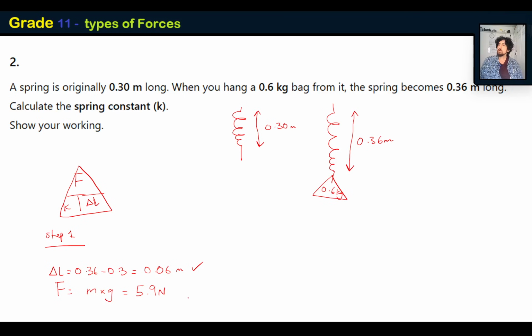5.9 newtons. And so now I've got the length and the force. I can work out k, because k is equivalent to force over delta L, which is going to equal 5.9 divided by 0.06, which is approximately 98. What's the unit for k? The unit for k is going to be newtons per meter. Okay, very good. I hope that wasn't too hard.